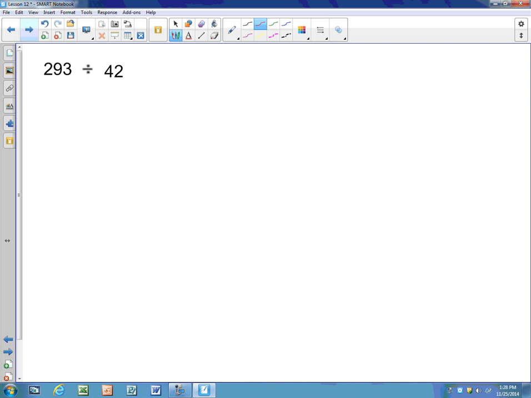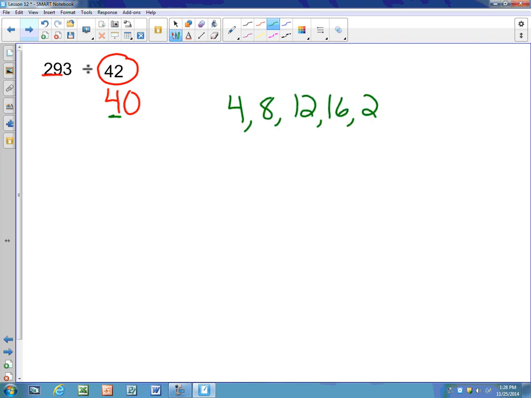Next one, we're going to round this. This is a little different. The numbers will not fall exactly. This rounds to 40. So if I skip count by 40, I want to get close to 2 or 29. And I'm not actually skip counting by 40, I'm skip counting by 4. So I have 4, 8, 12, 16, 20, 24, 28, 32.